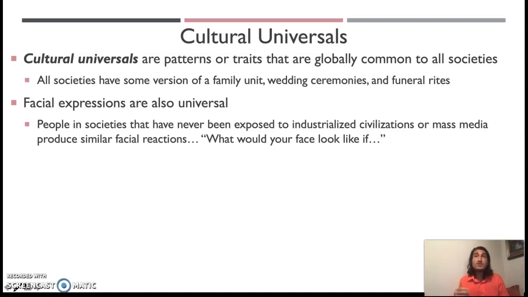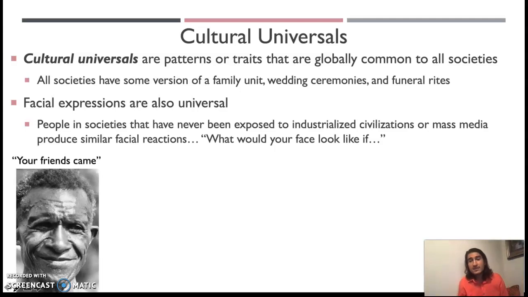And this anthropologist, who came, I think, from the United States, went into the society and was curious to see how these people would respond facially. What facial expressions would they make when they were cued with certain situations or stimuli that would be things that we would experience in our society in the United States?